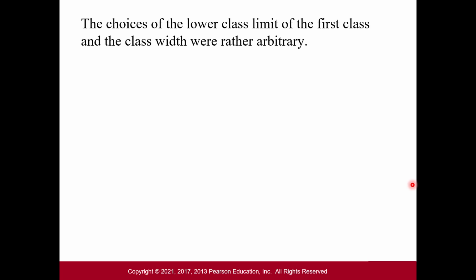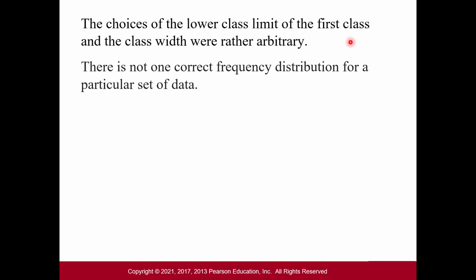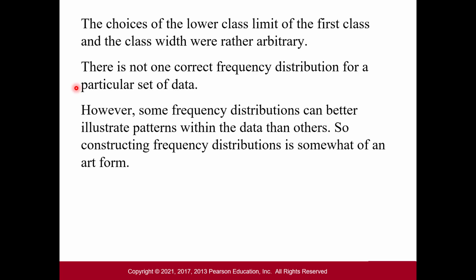Now here's some more information about your class intervals and the width. The choices of the lower class limit of the first class and the class width are relatively arbitrary. It is just a choice, but you want to try to make a good choice. There's not one correct frequency distribution for a particular set of data. I can have everybody try a different distribution. They might look a little different based on what you try, but you'll be working with the same data, and things might just turn out looking different.